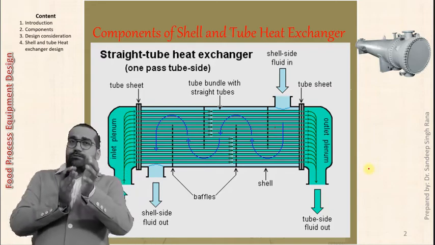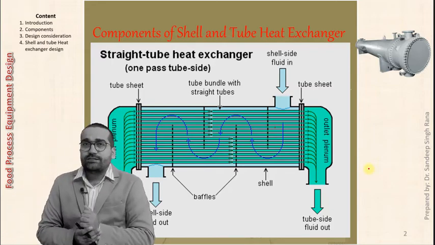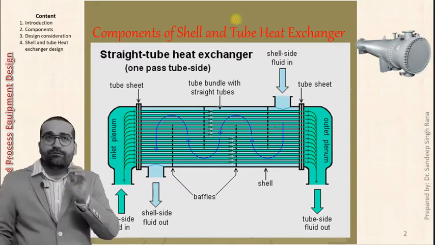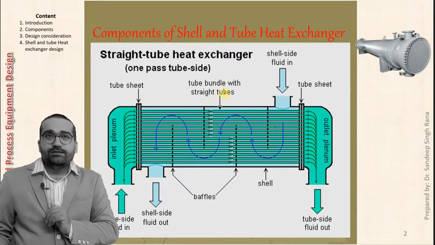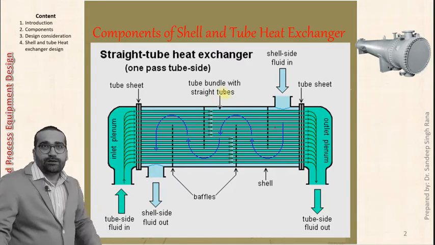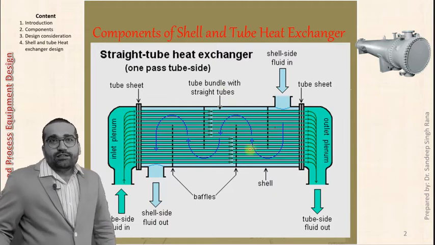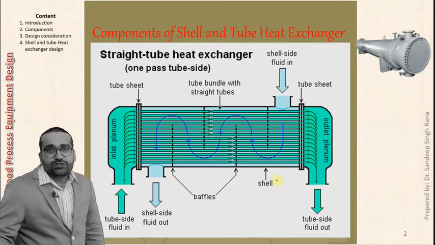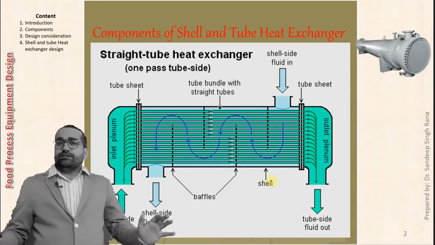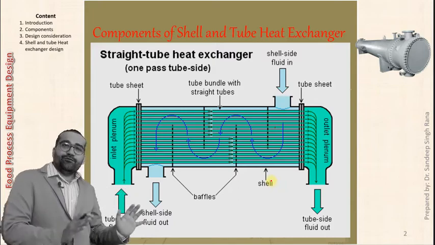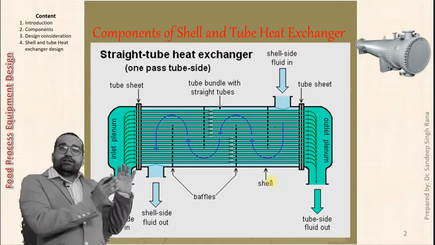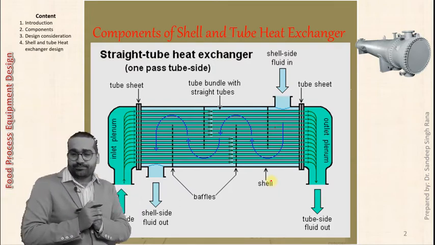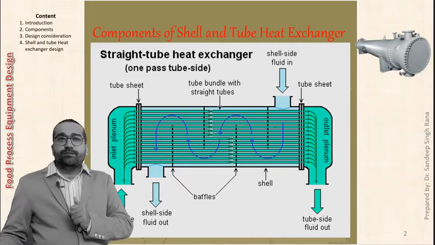Now let's discuss about baffles. Baffles are very much important, as we already discussed, because they create turbulence inside the shell and tube type heat exchanger. So this is baffle. Here we can see these are baffles, and this is shell. Baffles, shell. So this will be the simplest type of diagram which can represent the shell and tube type heat exchanger. Okay, coming to next slide.